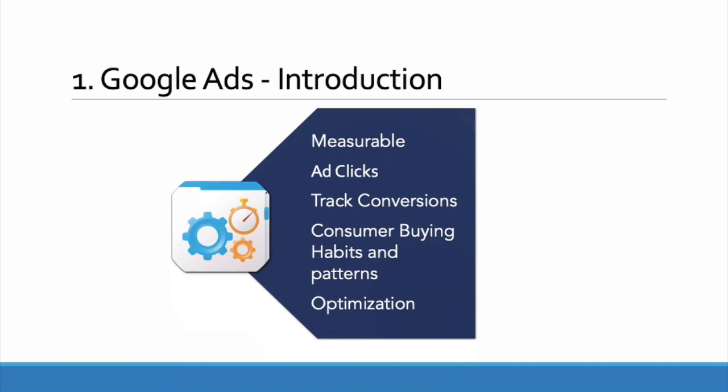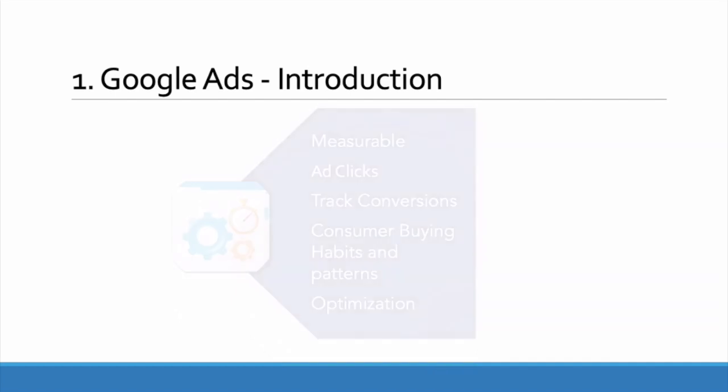Measurable. You can track all the ad clicks and all the conversions, and you can even gain insight into the buying habits and patterns of consumers. You can also optimize the campaign from time to time based on the measured metrics.